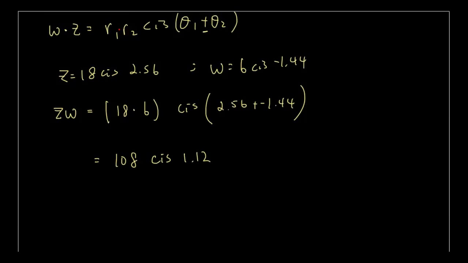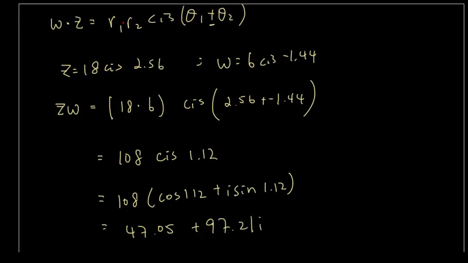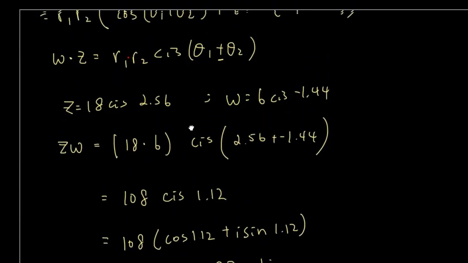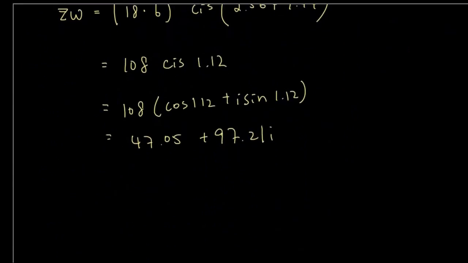Okay, so if we need to express this in the rectangular form, that will be 108 into cos of 1.12 plus i sine of 1.12. So that would become 47.05 plus 97.21i. Okay, so this is the proof for the product rule, and also for the quotient rule.